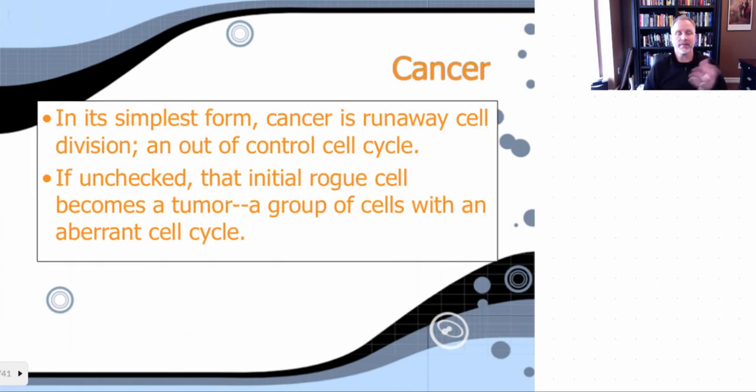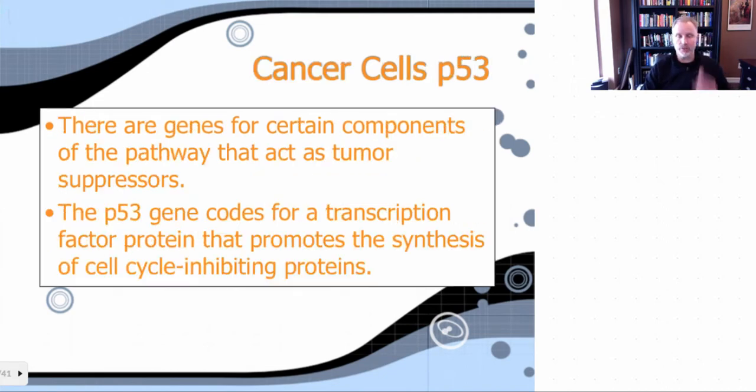Okay, so in its simplest form, cancer is runaway cell division. In other words, the cell cycle is out of control. It's not being regulated. It's not being controlled. These errors aren't being sensed, or any combination of those different types of things. And if these things go unchecked, this is what's going to give rise to this rogue cell that we call a tumor. And it has a faulty cell cycle, and that's what's going to give rise to cancer cells, metastasis, and so on and so forth.